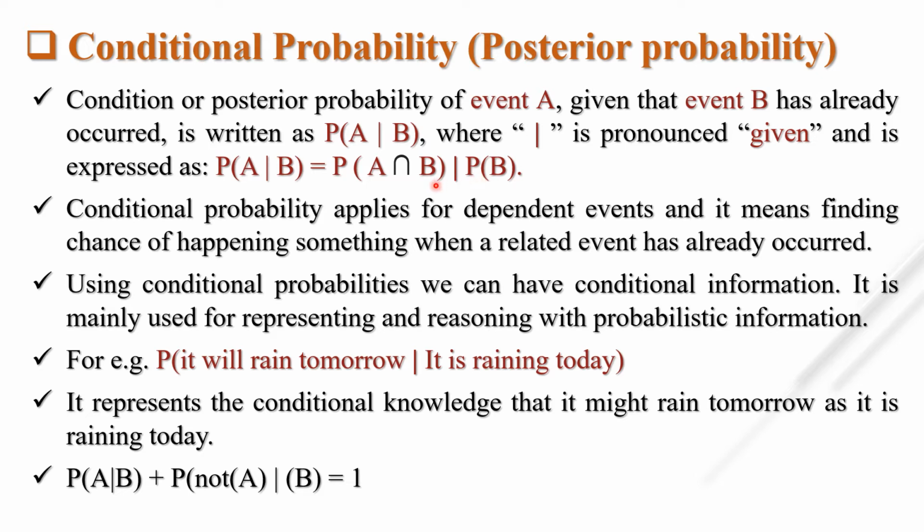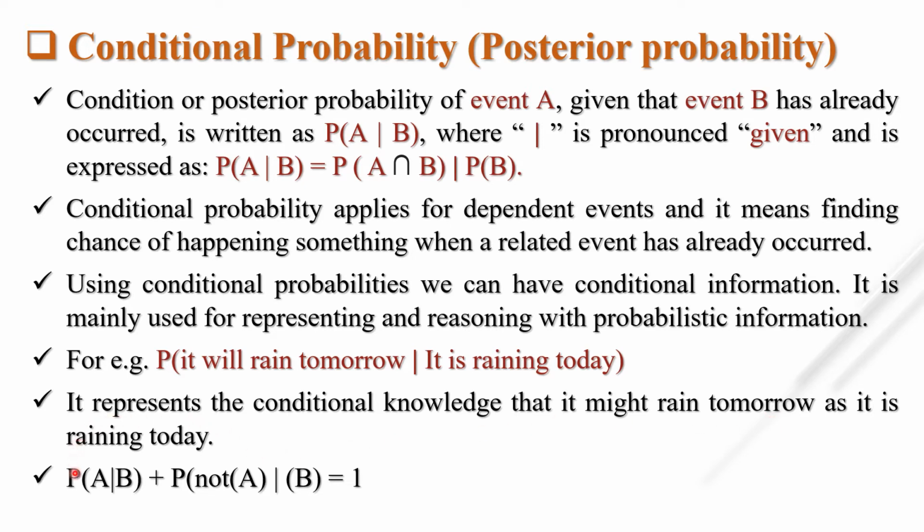So conditional probability applies to dependent events, and it means finding the chance of something happening when a related event has already occurred. For example, like it is raining today. Now what is the probability that it will rain tomorrow? That is known as conditional probability. So it represents the conditional knowledge that it might rain tomorrow as it is raining today.